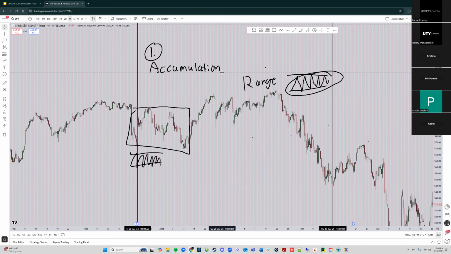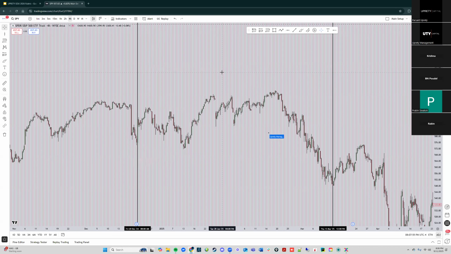What price is doing, once again, is stabilizing in this zone. So that's what's happening. Usually, what happens at accumulation is funds are buying.